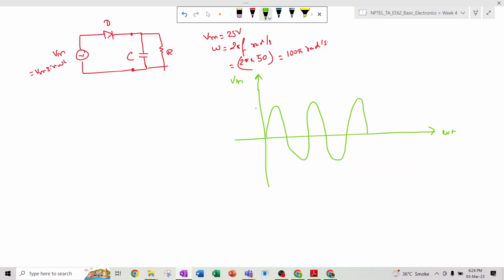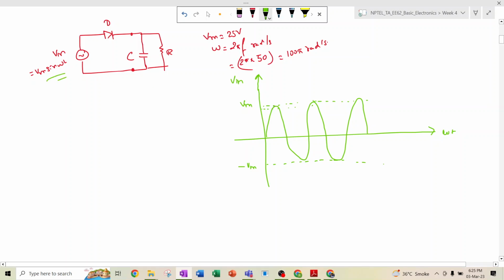Okay, so the peak value is Vm. So this is the peak value. So Vm, this is the peak value, and here it is minus Vm. So this V input is Vm sine omega t.